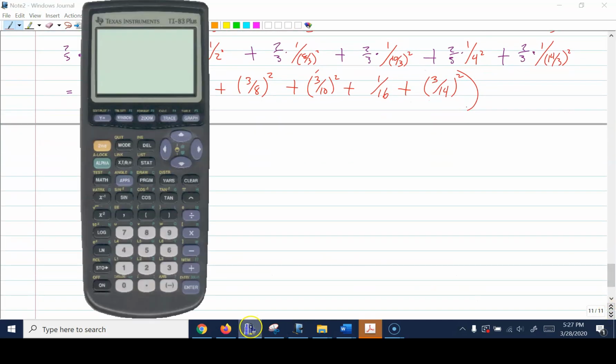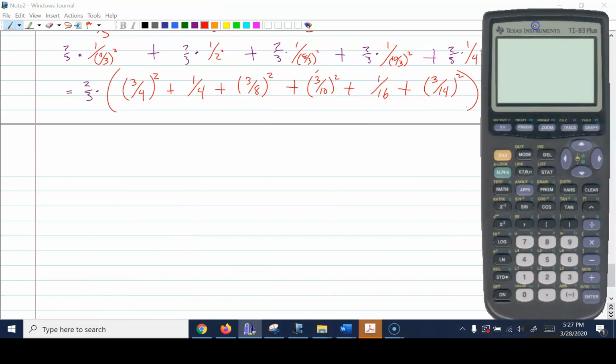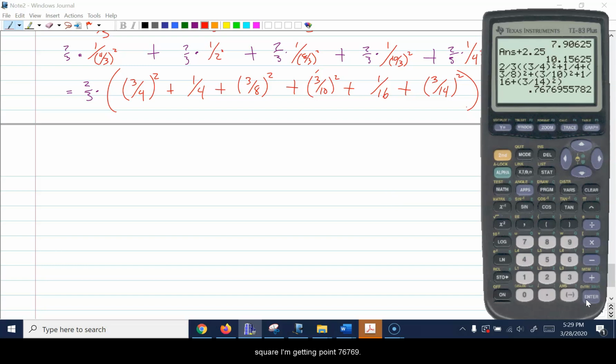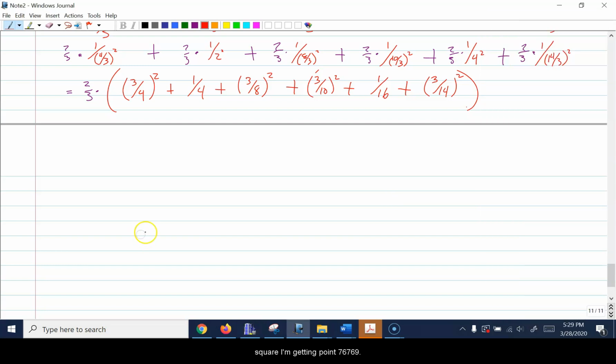Let's type that in. I won't make you watch me type this. There, I typed it. 2/3 times each of those things squared. Oh, I accidentally put a minus instead of a plus. Let me fix that. Plus. So that's plus that, plus that, plus that. Yeah, I think we typed this right. I need parentheses to make sure the whole thing is squared. I'm getting 0.76769.